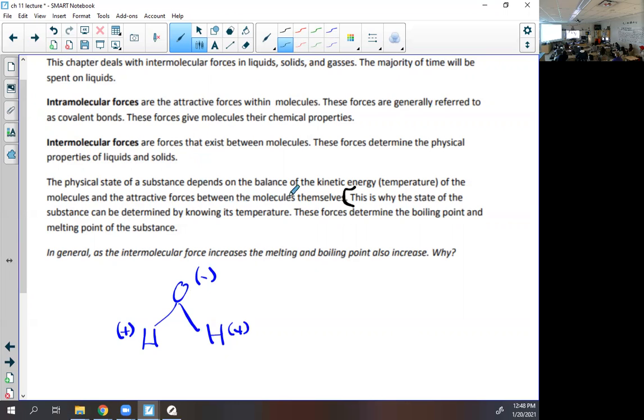So these forces determine the boiling point, the temperature at which it turns from a liquid to a gas, and the melting point, the temperature at which it turns from a solid to a liquid.